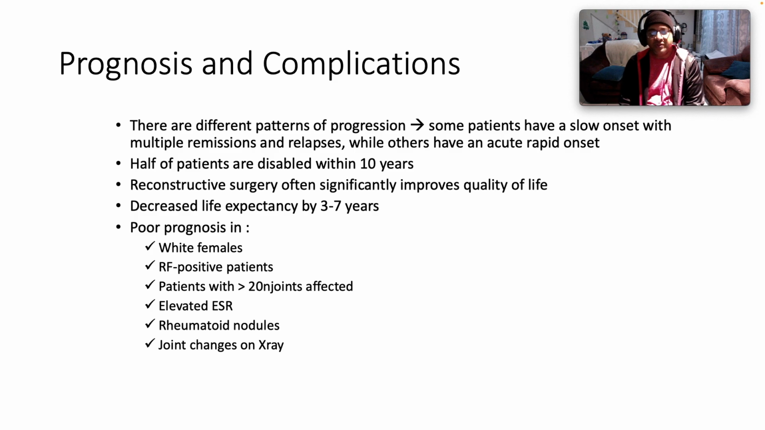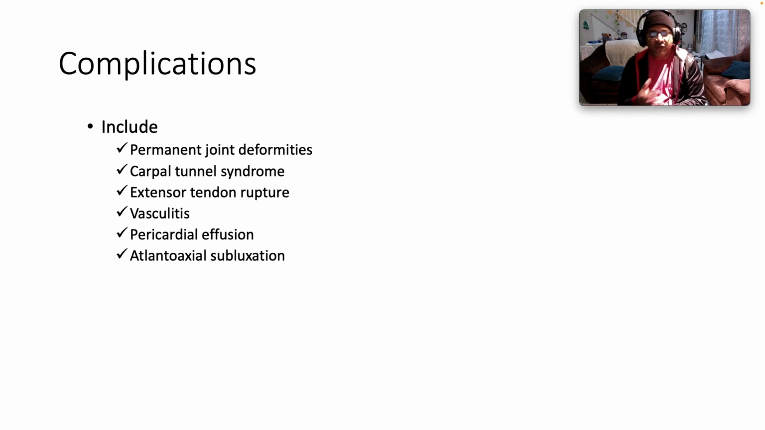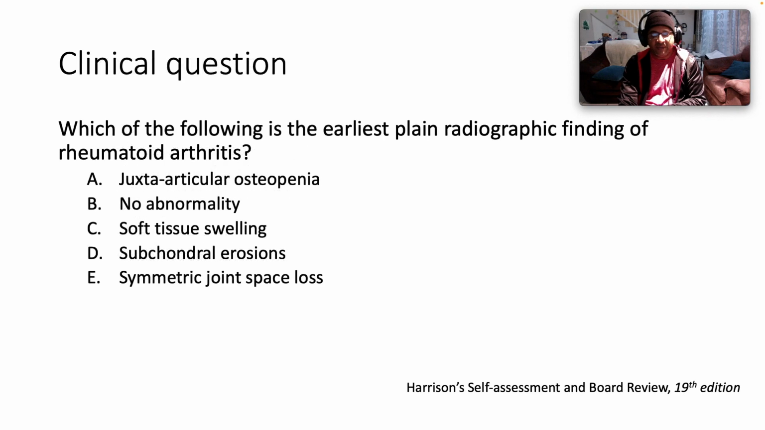There's a poor prognosis in those who are white females, rheumatoid factor positive disease, so if you're seropositive, patients with more than 20 joints affected, raised ESR from the start, rheumatoid nodules, and joint X-ray changes. Complications include permanent joint deformity, carpal tunnel syndrome, which is entrapment neuropathy, extensor tendon rupture, vasculitis, pericardial effusion, atlantoaxial subluxation.